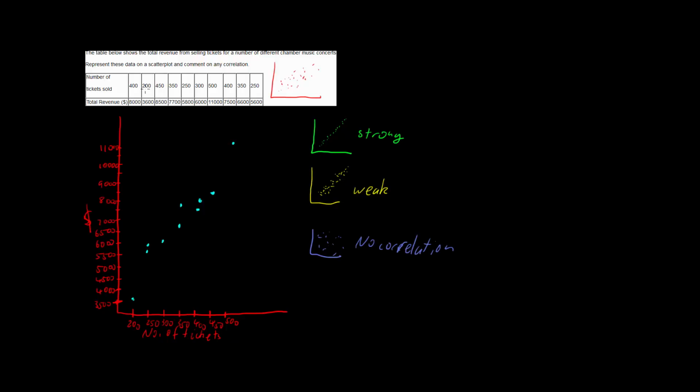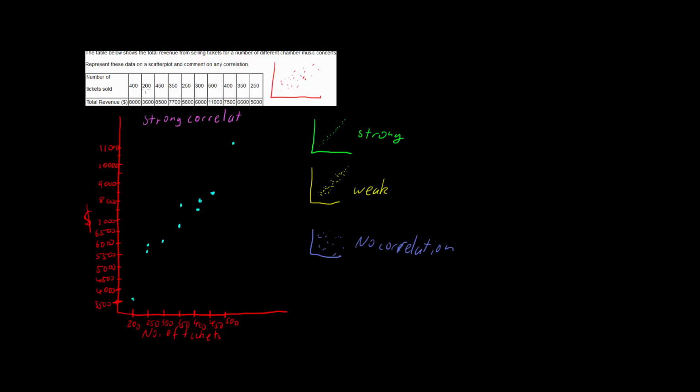And these points are reasonably close together, they're forming a line, and in fact if we try and think about putting a line through it, they sit reasonably close to that line. So I'm going to call this strong correlation. So this has a strong correlation.